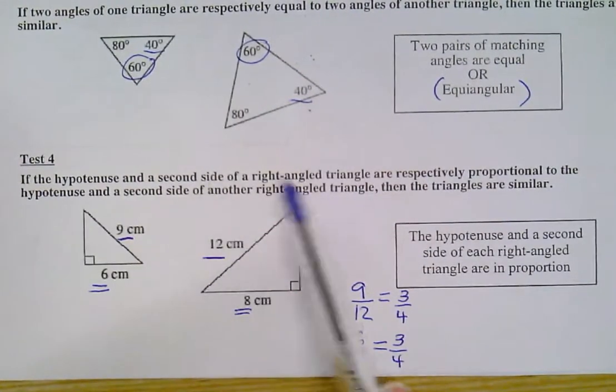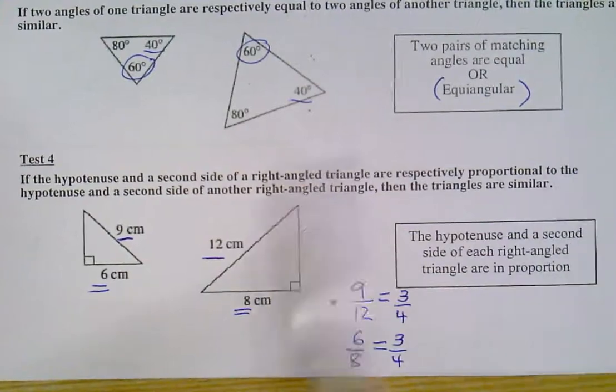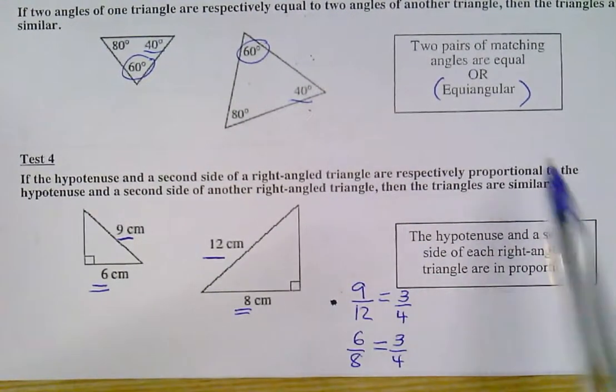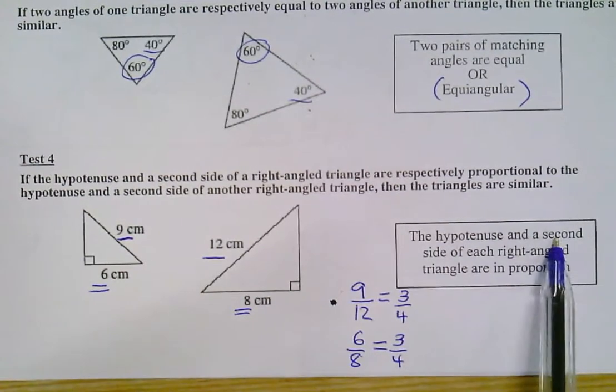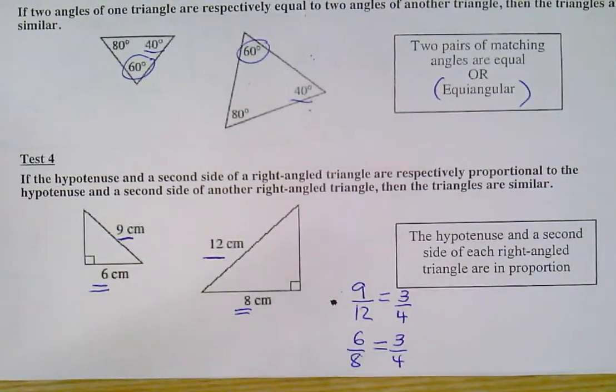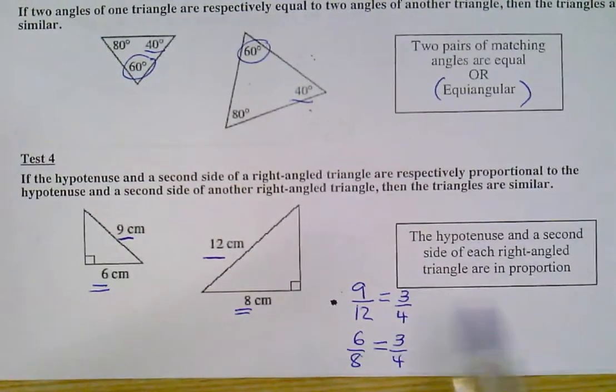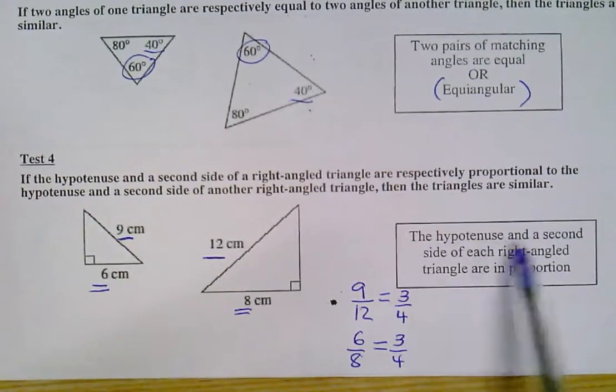If the hypotenuse and a second side of a right angle triangle are respectively proportional to the hypotenuse and a second side of another triangle, then the triangles are similar. This is what we write, which is what's in the box. The hypotenuse and a second side of the right angle triangles are in proportion. Not that the hypotenuse and the second side are equal. It is RHS, but in proportion. Basically, the hypotenuse and a second side of each right angle triangle are in proportion.